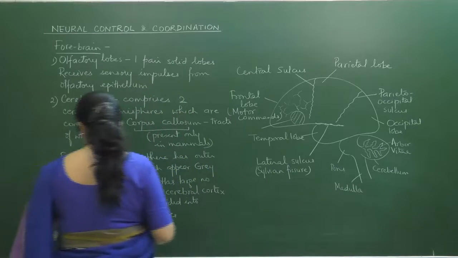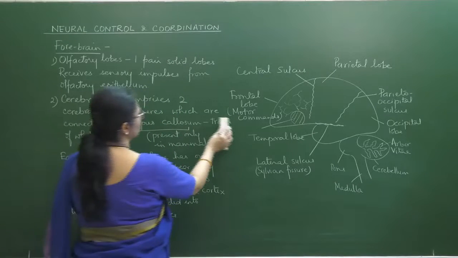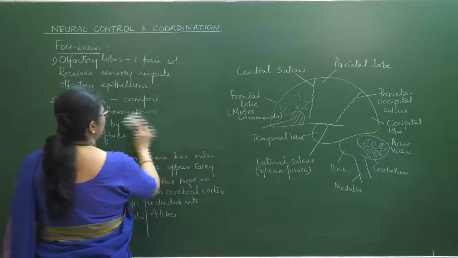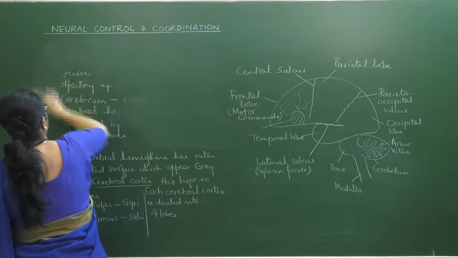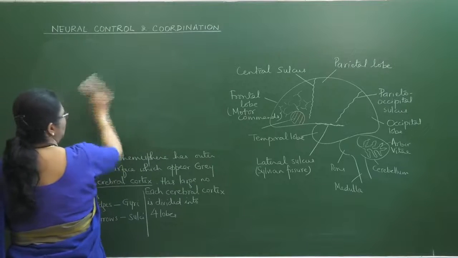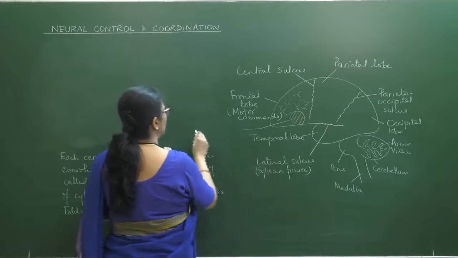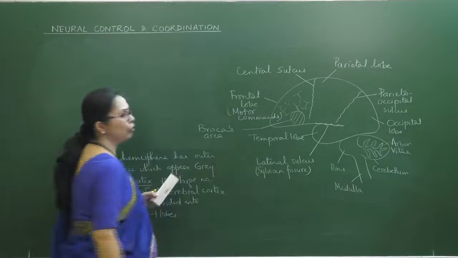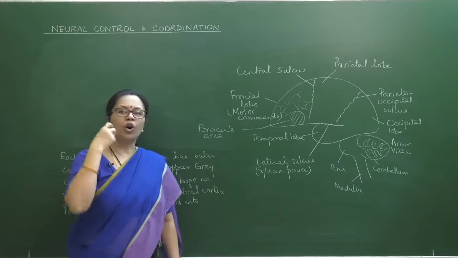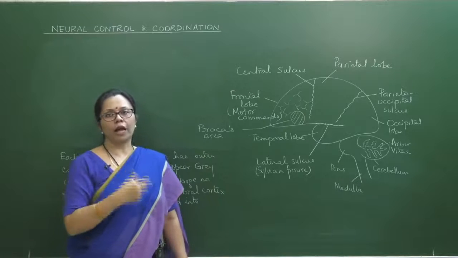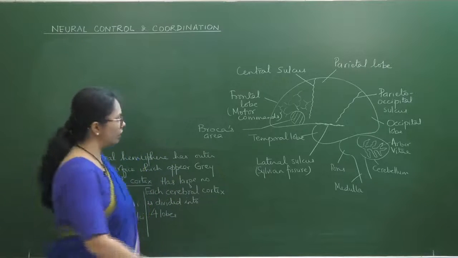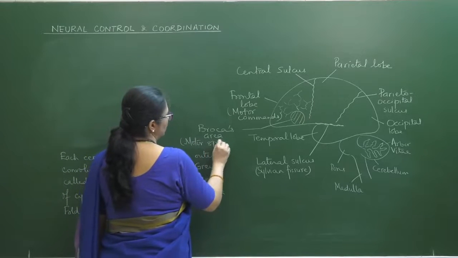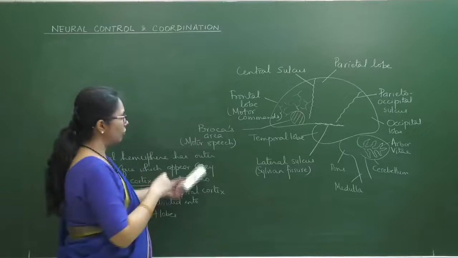This is called Broca's area. I'll just rub this side, I think everybody has already done this side, so I'll have a little more space. So this one is Broca's area. Broca's area is your motor speech area. That means when you speak, all the muscles that we use, all those commands come from Broca's area. So this is your motor speech area.